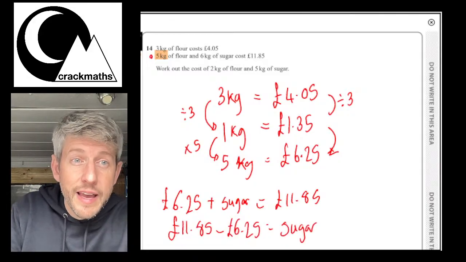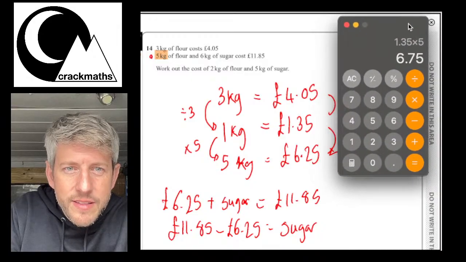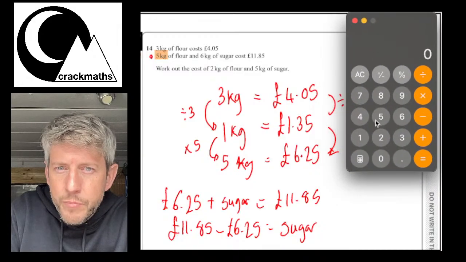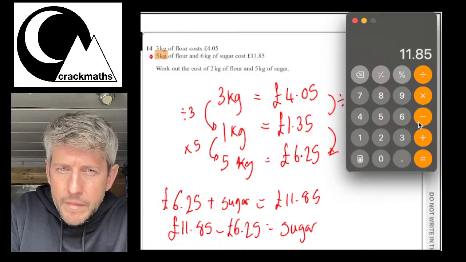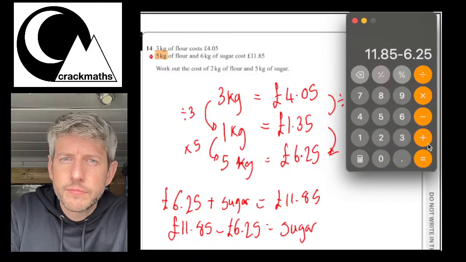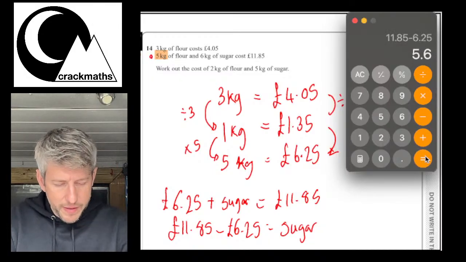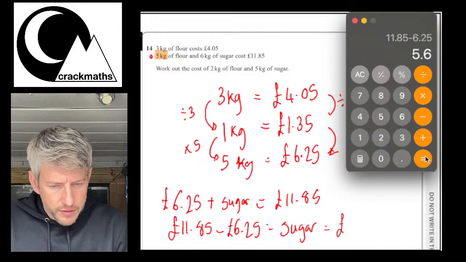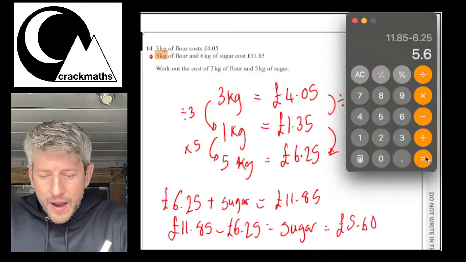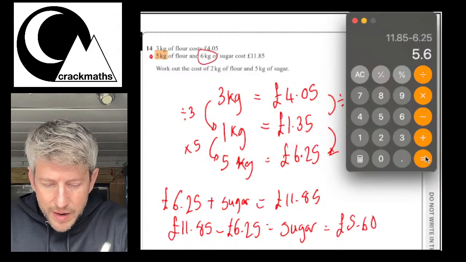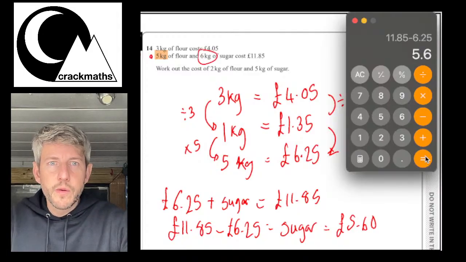Now again, this is a calculator paper, so I'm just going to get my calculator. There's no point suffering with this. £11.85 take away the £6.75 equals £5.10. So the sugar costs £5.10. Now that is 6 kilograms of sugar.